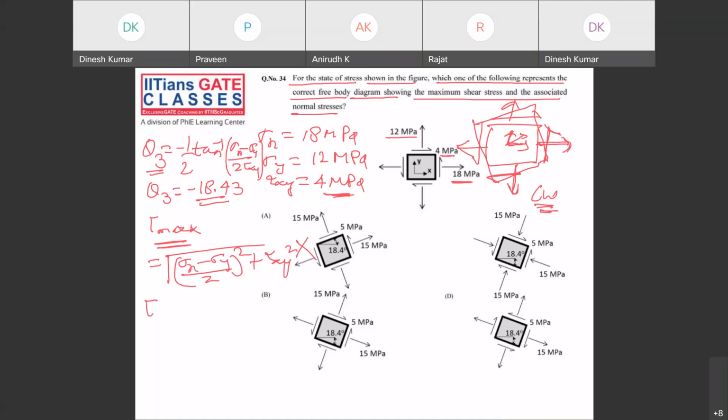Instead of that, we should use this generalized formula. What is that? Minus cs times (sigma x minus sigma y) plus 2 tau xy (c squared minus s squared). What is the c here? Cos theta. What is the s? Sin theta. So using this, guys, quickly find out what the tau value is coming.